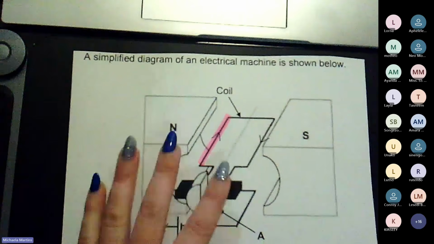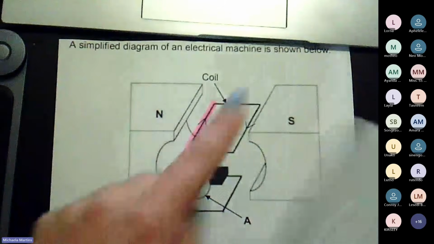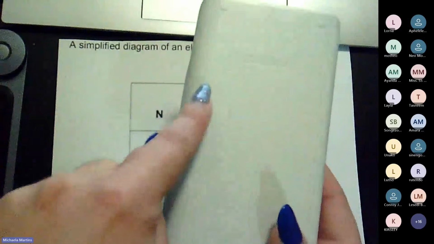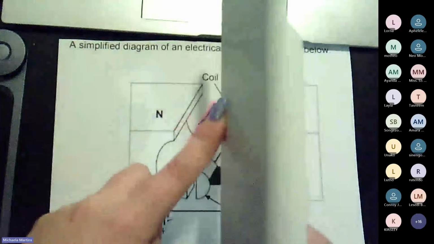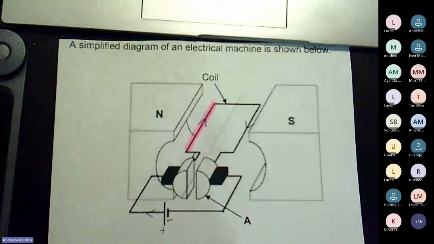Now think about it logically, and this is where I'm going to use a prop to represent the coil. This is the pink branch. The pink branch is on the left. It's here. If this is going down, which way is this thing rotating? It's rotating anti-clockwise. I hope you understand it.